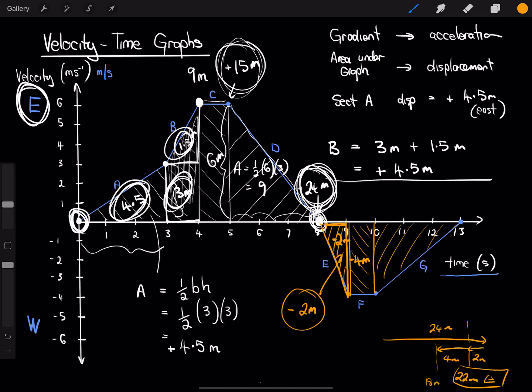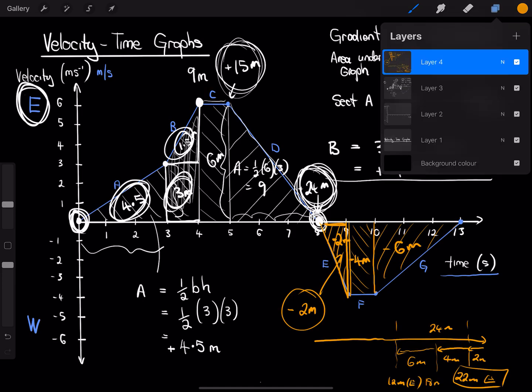Finally, if we look at this final section in here, that area is going to be the area of the triangle, which is going to be a half of 4 times 3, which is a half of 12, which equals 6. And so this object has now travelled another 6 meters in this direction. That arrow should be longer. And so where it ends up is in fact 12 meters east of the starting position.